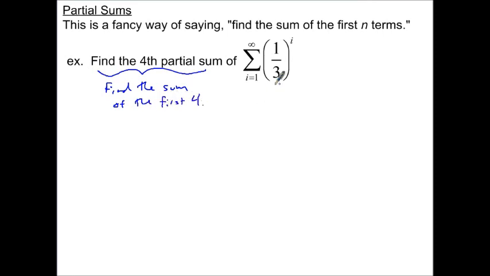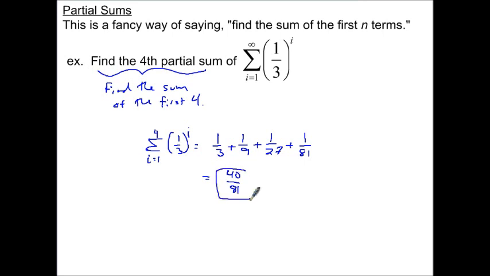I'm not going to work this thing all the way out, but basically all we would do here is take the sigma, I equals 1, up to a 4, of 1/3 to the I. Plugging in a 1 would give me 1/3, plugging in a 2 would give me 1/9. I'm just taking this as an exponent. Then I get 1/27th, and the fourth one would be 1/81, and then we would simply add all those up. If you're interested, that works out to be 40/81.